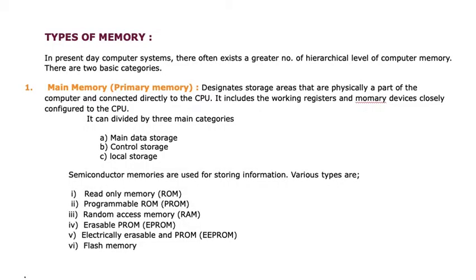Next, the types of memory. Memory is that part of a computer wherein programs and data are stored. In present-day computer systems there often exist a greater number of hierarchical levels of computer memory. There are two basic categories.